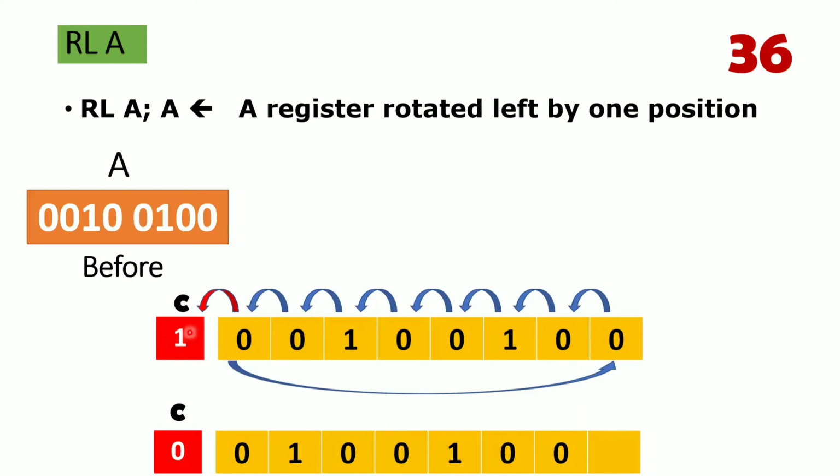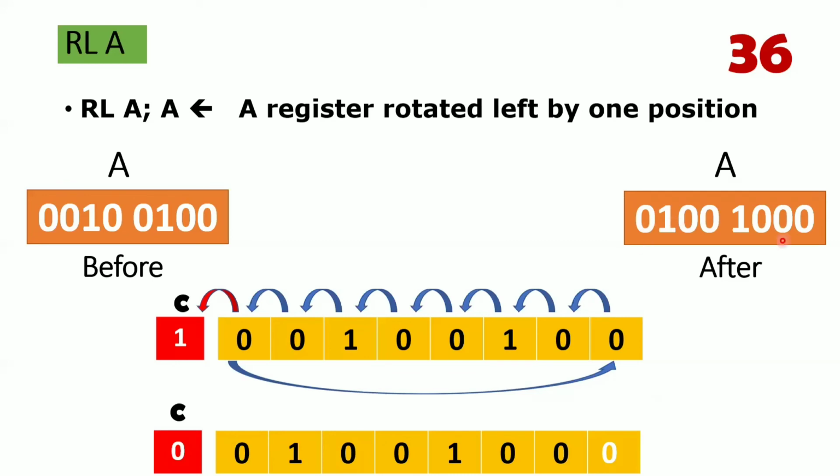Earlier the carry flag was 1. Now the carry flag is replaced with the MSB bit. Earlier it was 0, and the carry flag is replaced with the 0. Now whatever the value of the MSB bit is, that goes to the LSB. So the MSB bit is 0, which means I need to get 0 here. Now convert this value. This is the result you will get.